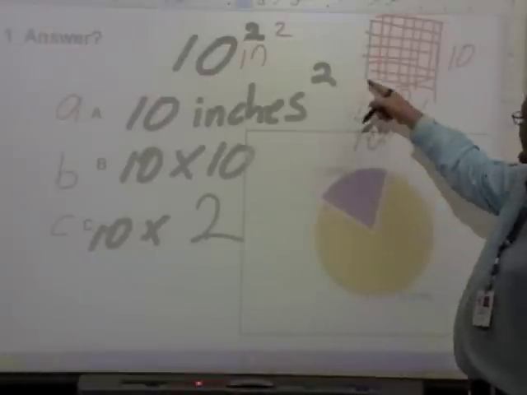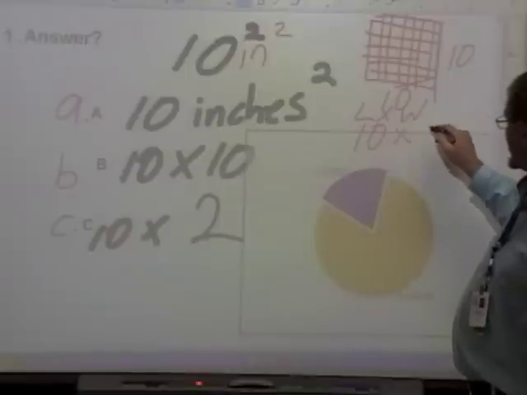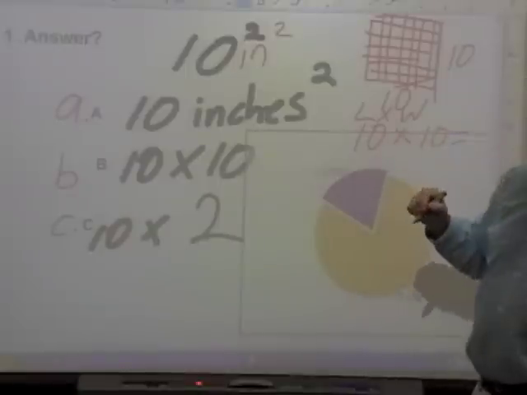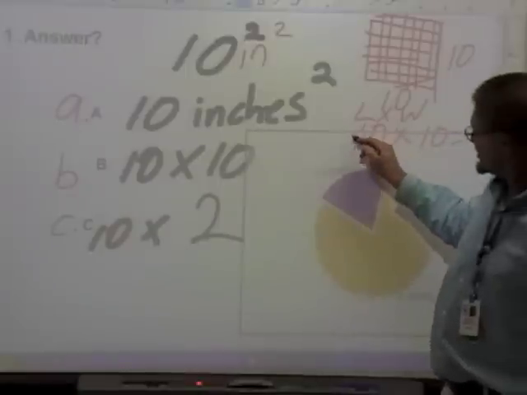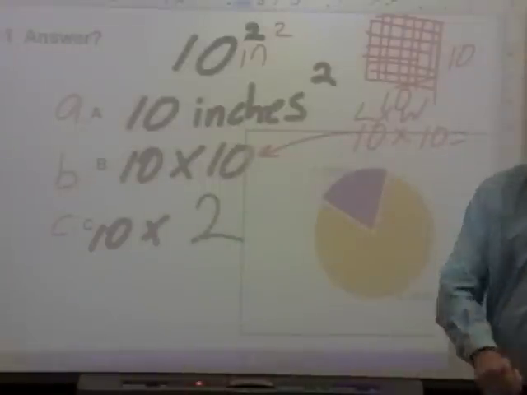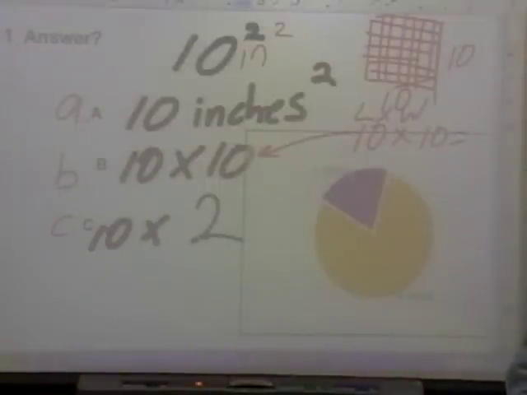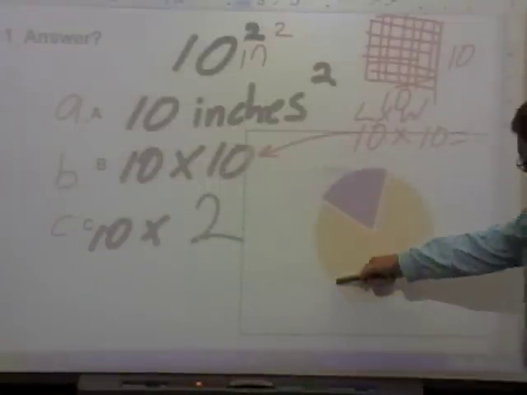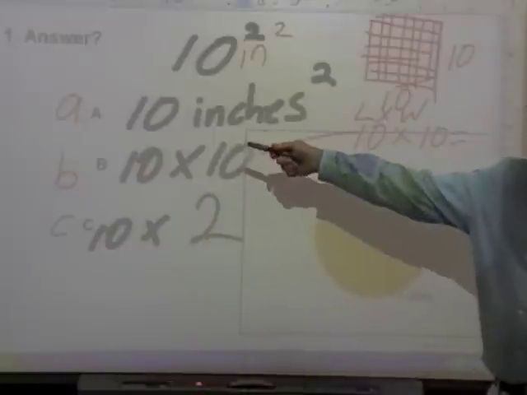So it would be what? 10 length and how wide? 10. Look! I was wrong. I have to go. It's the same as that one, isn't it? So, those of you who did put B, that is correct.